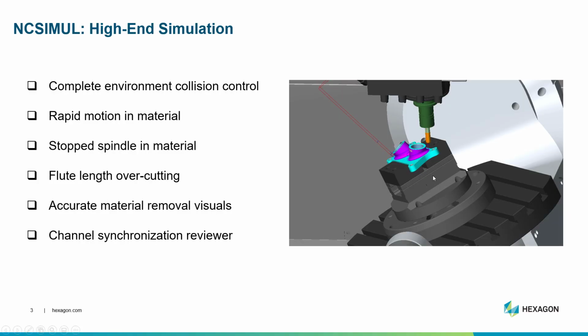Then we're going to watch the high-end simulation, and this is everything to do with motion and where the cutting occurs in the digital twin environment. And you'll catch any errors that have to do with rapid motions, cutting in material, overcutting with flute length, and any channel synchronization, if you have a multi-channel machine, can also be lined up in this step as well.